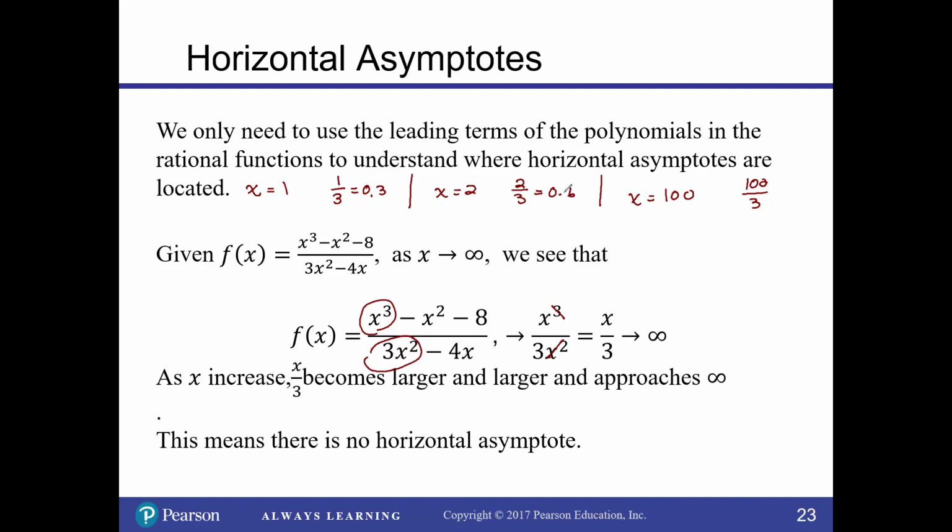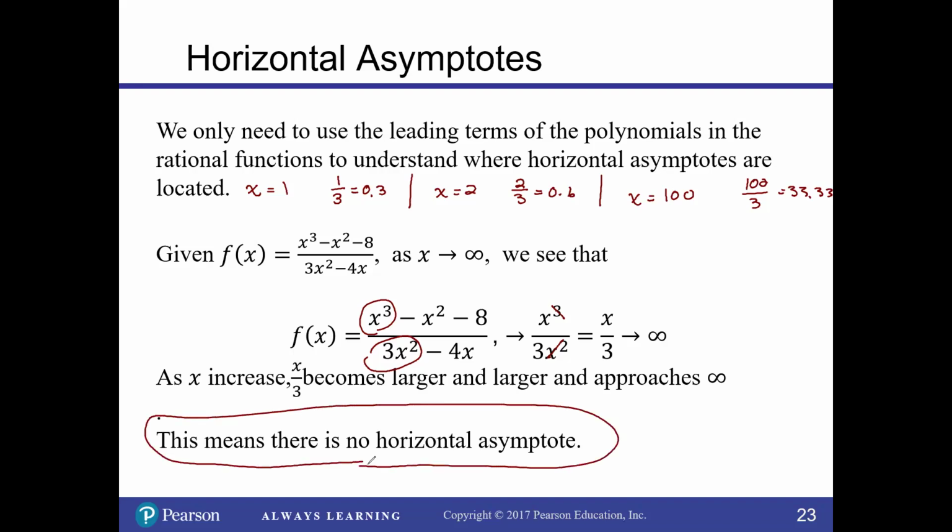Like I was saying, it's just getting larger and larger as x gets larger. So as x increases, x over 3 becomes larger and larger, and eventually it starts approaching infinity. This means that I have no horizontal asymptote in this case, because to have an asymptote means I have a point that I'm slowly approaching for infinity, and I'm not slowly approaching anything. I'm just shooting off towards infinity.